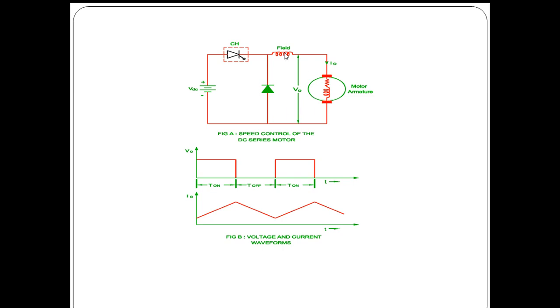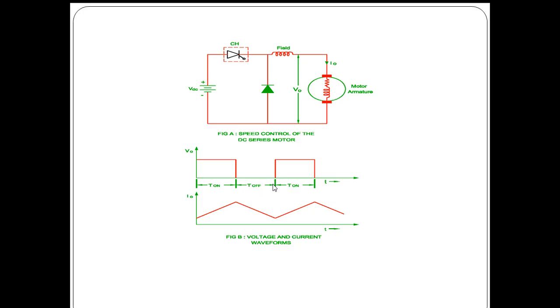So when the current is flowing in this path, freewheeling diode will act like a short circuit across the motor terminals. So output voltage will be zero. So when the thyristor is off, the chopper is off, the output voltage will be zero, and the current will be slowly decreasing for a duration depending on the inductance of the armature coils and the series field coils. And after a certain amount of time, again we are switching on the chopper.